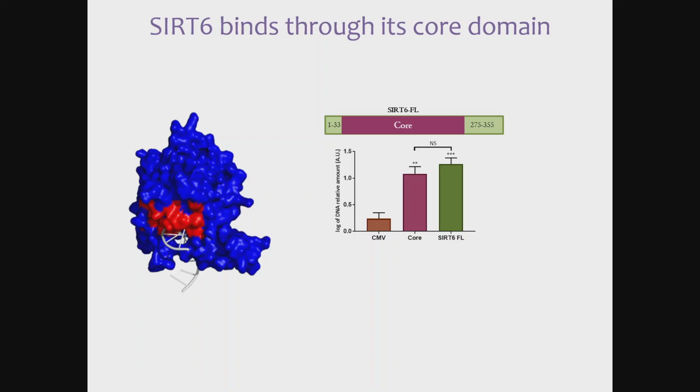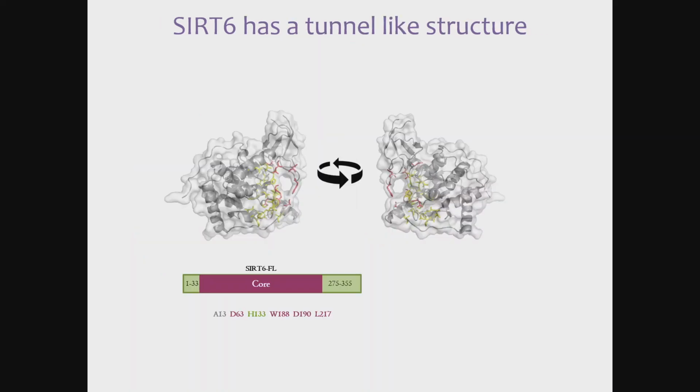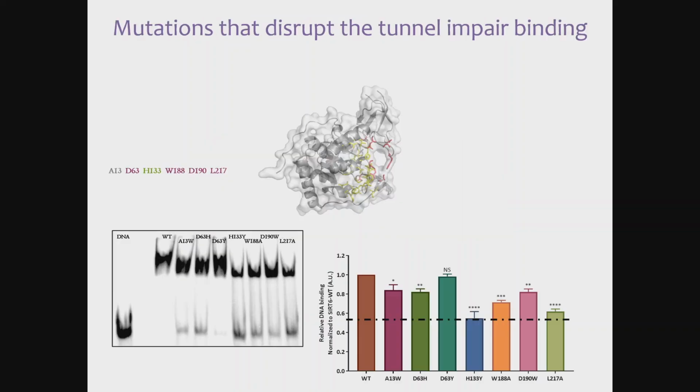And next to this region, we saw a ring. And in this ring, it can fit only a single strand DNA. So first, we check if this region that is in the core domain can bind DNA, and it can bind DNA nicely. And then we mutated all of these amino acids here in red that are in this ring to see if we can impair the binding to single-strand DNA. And again, we can see that if we mutate these regions, we have impaired binding to the DNA.